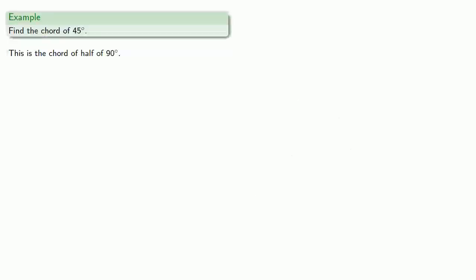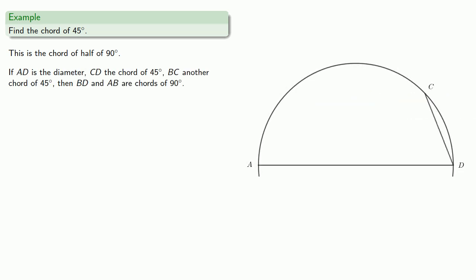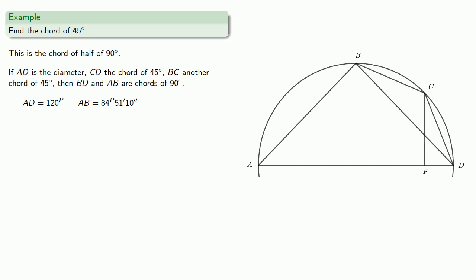So, for example, we can find the chord of 45 degrees. This is the chord of half of 90 degrees. So let's draw a picture. If we let AD be the diameter and CD a chord of 45 degrees, BC another chord of 45 degrees, then BD and AB are chords of 90 degrees. And we have the following, AD, that's the diameter, and AB is a chord of 90 degrees, and we already know that length. Now we've bisected the chord, so if we drop the perpendicular CF, then Ptolemy's second theorem tells us that DF is half the difference between AD and AB. And we know the lengths of AD and AB, so we can find DF.